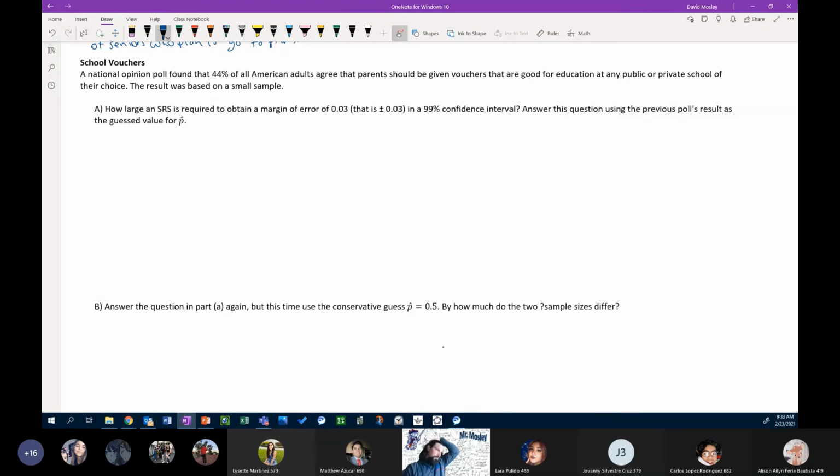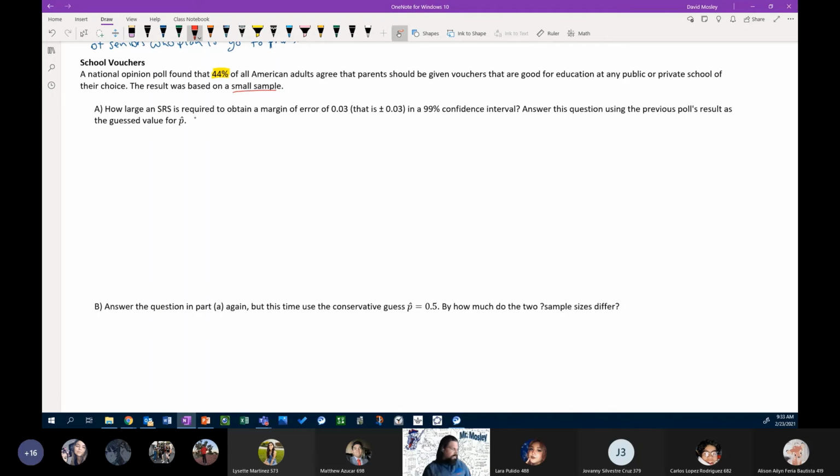All right. Example number 2. The national opinion poll found that 44% of all American adults agree that parents should be given vouchers that are good for education at any public or private school of their choice. The result was based on a small sample. So how large an SRS is required to obtain a margin of error of 0.03, that is plus or minus 0.03, in a 99% confidence interval? Answer this question using the previous poll's result as the guessed value for p hat.